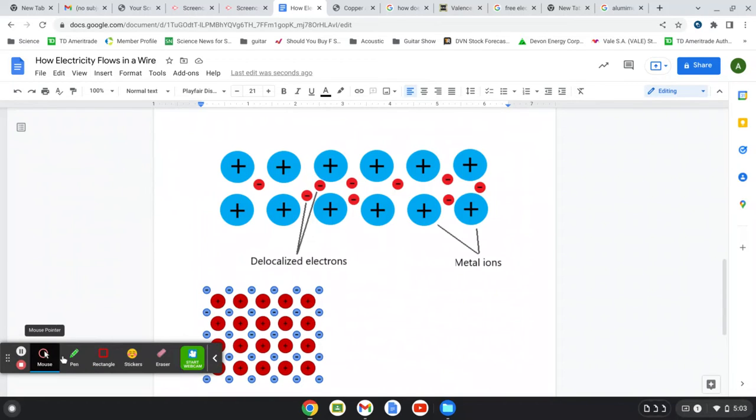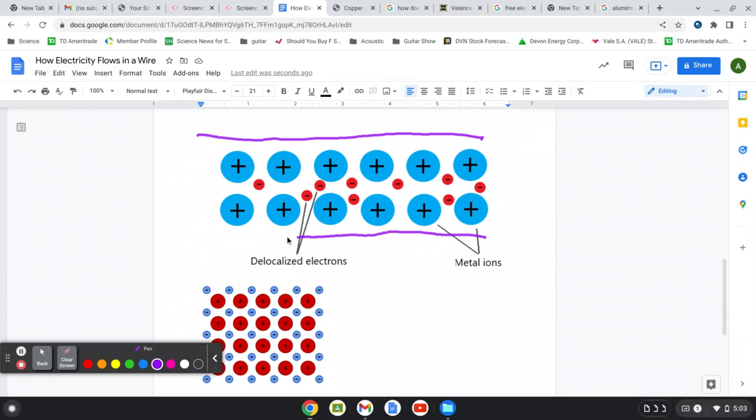Okay, so we went over what valence electrons are, but free electrons are exactly that. They're free. They're free inside the wire. So let's make this cross section here. Let's use purple. Why not? So let's just say this is a copper wire, right?